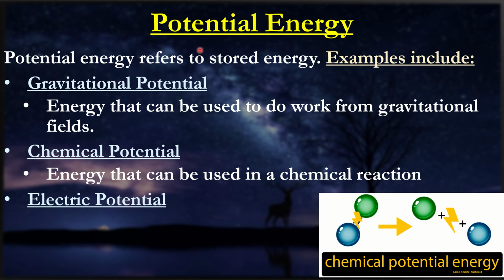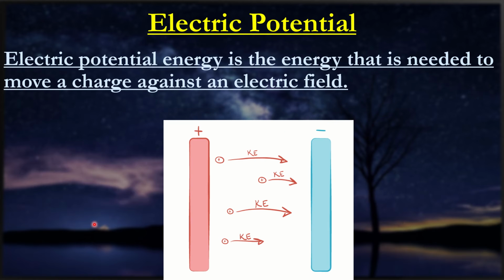Alright, so potential energy refers to stored energy. You already heard about that before. We talked about gravitational potential, which is the energy that's used to do work from a gravitational field. We also talked about chemical potential, so energy that can be used in a chemical reaction. And then the next one we have is electric potential.